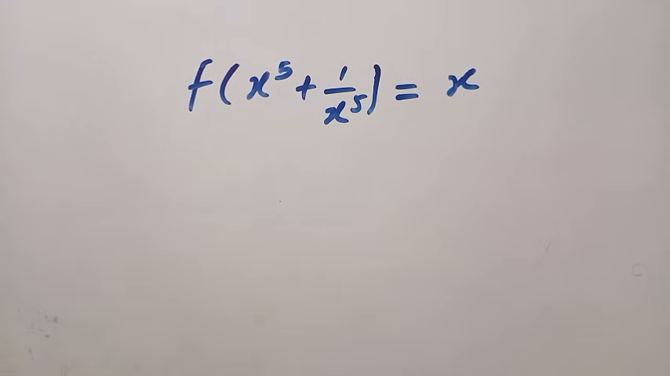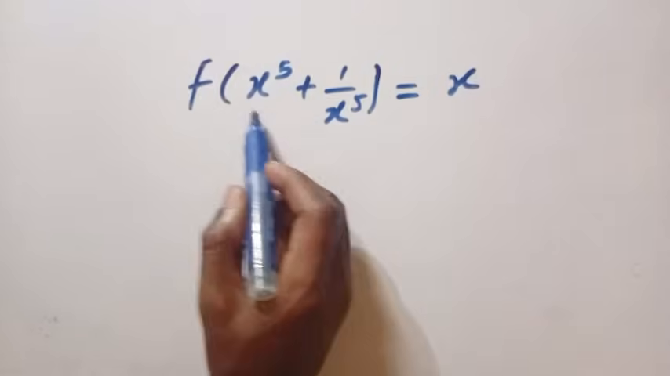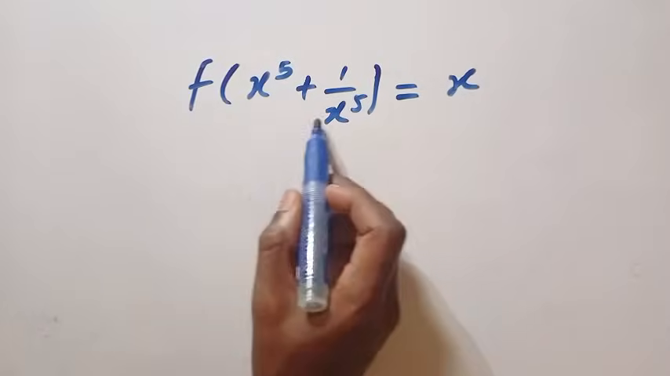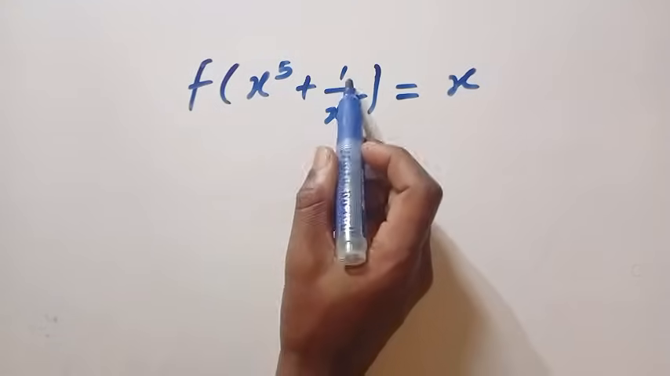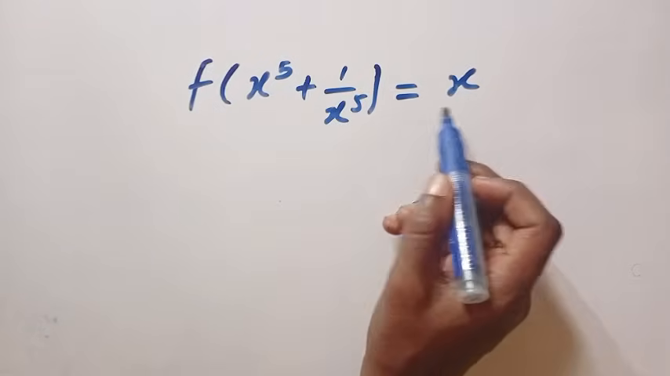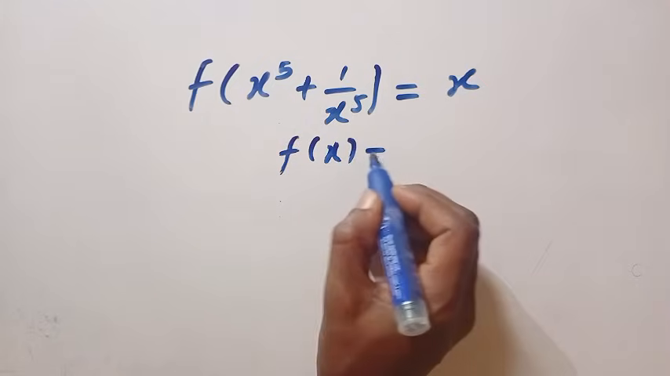This is a classic invert the expressions functional equations. How do you solve it? We are given a quintic domain inserted in these functions: f of x power 5 plus 1 over x power 5 equals x. Our goal is to find f of x.